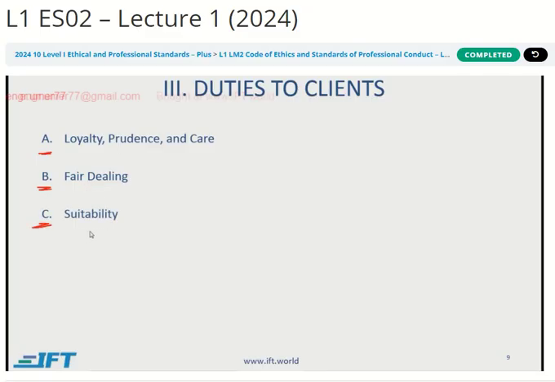When you are in an investment advisory relationship with a client, you must do the following. Number one, make a reasonable inquiry into your client's or prospective client's investment experience, risk and return objectives, and financial constraints before making any investment recommendations or taking investment actions. And you must reassess and update this information regularly.